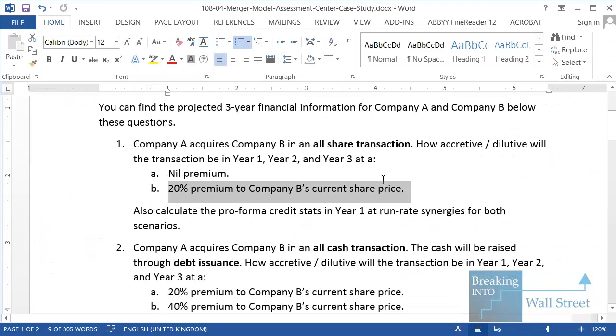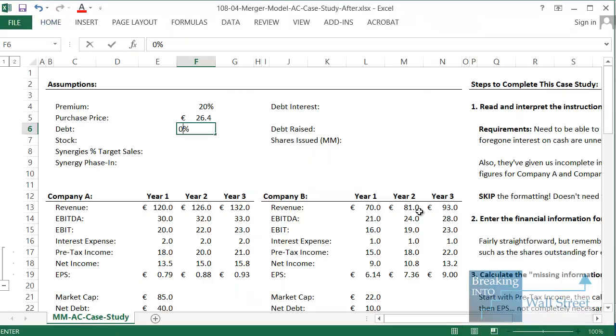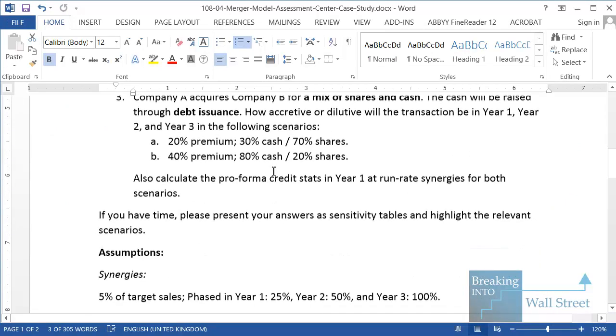Now, in this first scenario, this is an all-share transaction, so we're not going to have any debt. So for the debt used, I'm going to enter 0%. For the stock, I'm going to make this equal to 1 minus the percent debt that's used. So if we change this to 50% debt, this becomes 50% stock. If we change it to 30% debt, this becomes 70% stock, but I'm going to leave it at 0 for now.